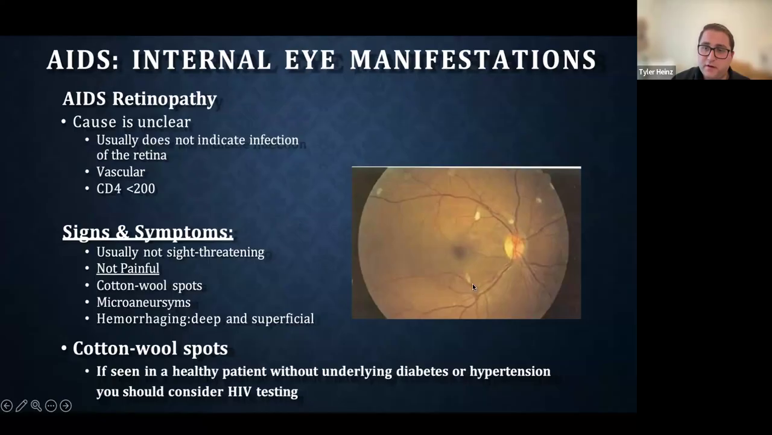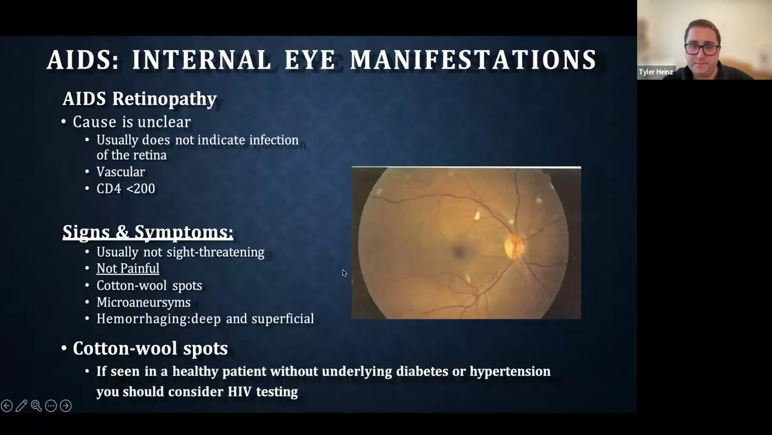They may have some microaneurysms. Remember, an aneurysm is just a ballooning of the blood vessel, if you will. So you may see some breakages in the walls of your vessels at the back of the eye. And of course, it can lead to hemorrhaging, both deep and superficial, if left untreated. So cotton wool spots, if you see them in a healthy patient without underlying diabetes or hypertension, you should start to consider HIV testing.